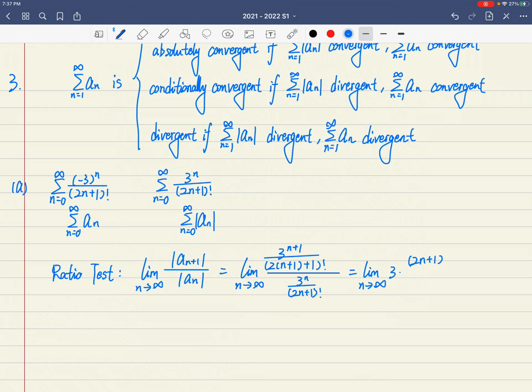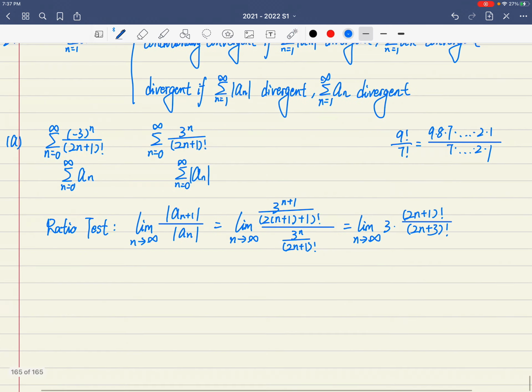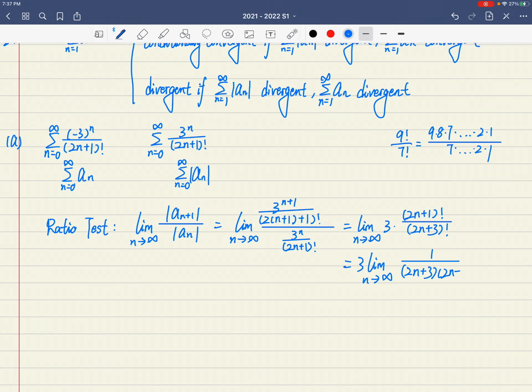Then I have 2n plus 1 factorial over 2n plus 3 factorial. For example, 9 factorial over 7 factorial: 9 times 8 times 7 all the way to 2, 1, over 7 times 6 all the way to 2, 1. These two parts cancel out, so the only thing left is 9 times 8. It's the same thing here. The only thing left is just 2 more terms on the bottom than the top: 2n plus 3 and 2n plus 2.